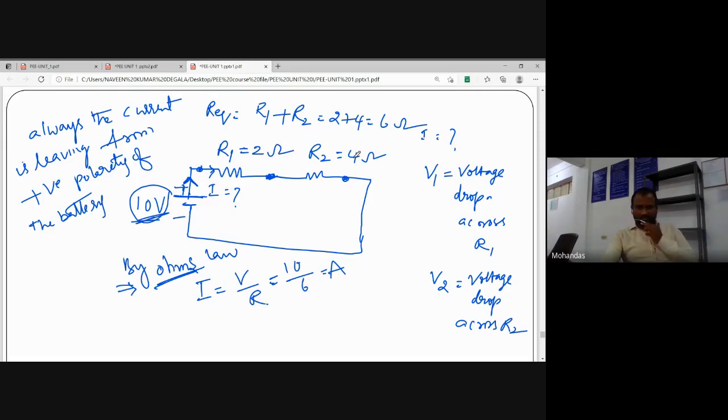For our simple calculations, let us take this as 3 ohms, so that it will be 5. Then how much current is flowing? 10 by 5 is 2 amperes. So current is 2 amperes. Once you know the current, the same current is flowing through both. Can anybody tell me what is the V1 value?